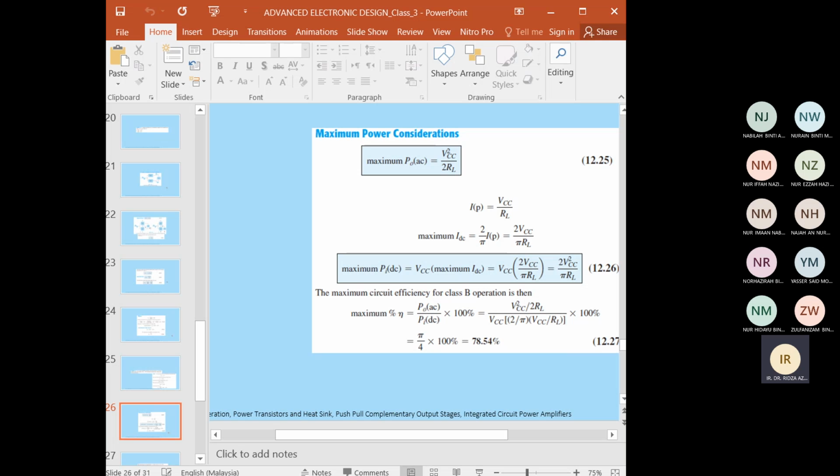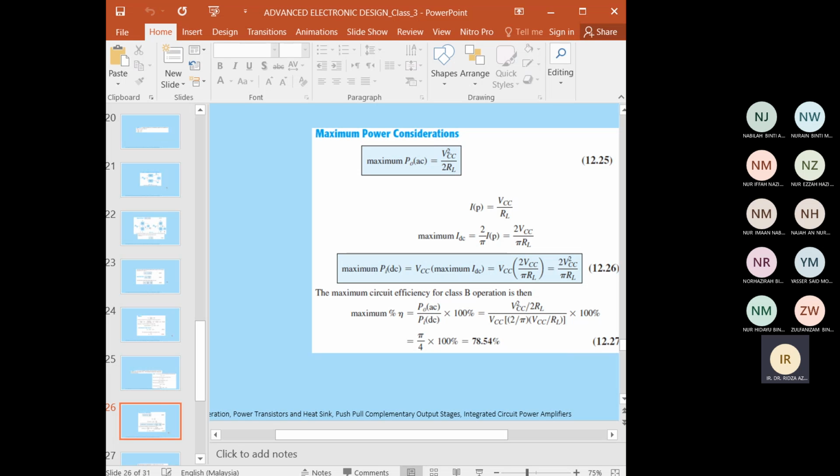When the input signal results in less than the maximum output signal swing, the circuit efficiency is less than 78.5%. For class B operation, the maximum power dissipated by the output transistor does not occur at the maximum power input or output condition.